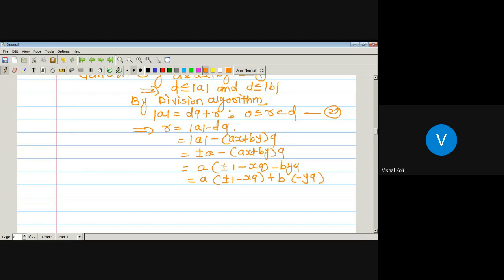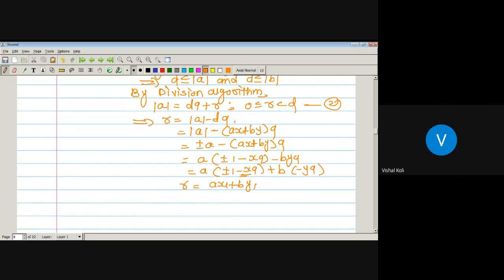As we know that plus 1 or minus 1 is an integer, and x and q both are integers, then whether it is minus 1 or plus 1, its value will again be an integer. So it is some x1. Again, minus y is an integer, q is an integer, then its multiplication is again an integer. Let us take this one as y1. Okay, so r is of the form ax1 plus by1.